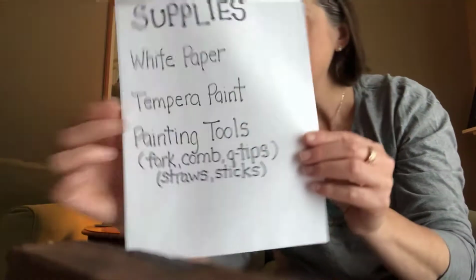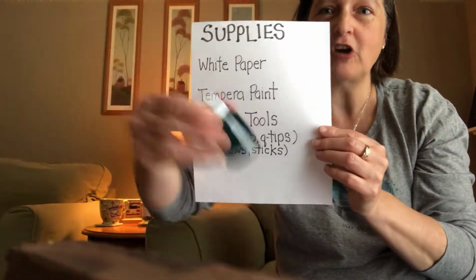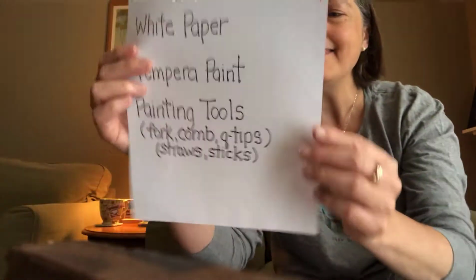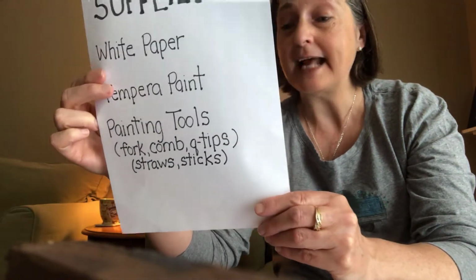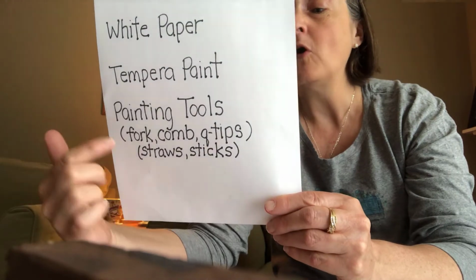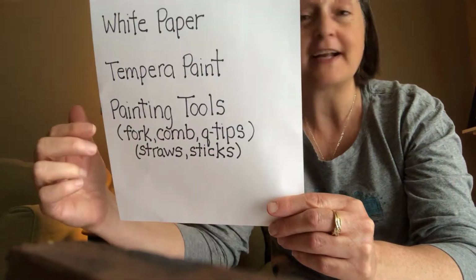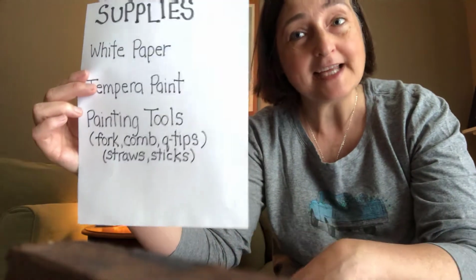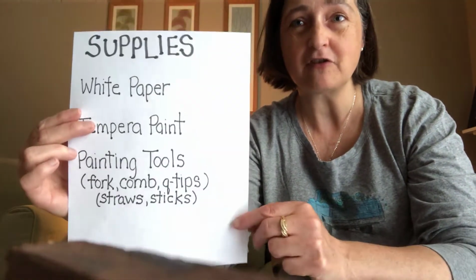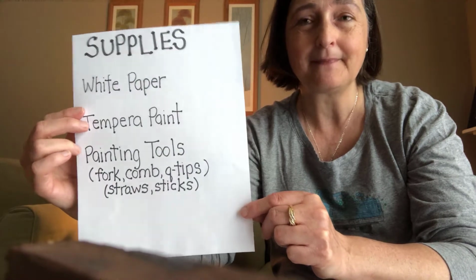Your tempera paints, remember tempera paints are sometimes the ones we have in little jars. We can shake them up. And then painting tools. In addition to our paint brushes, ask moms and dads if you can maybe have a Q-tip or a straw or find some sticks outside or a fork. And we're going to use these tools to create different textures in our painting today. So those are our supplies for today.